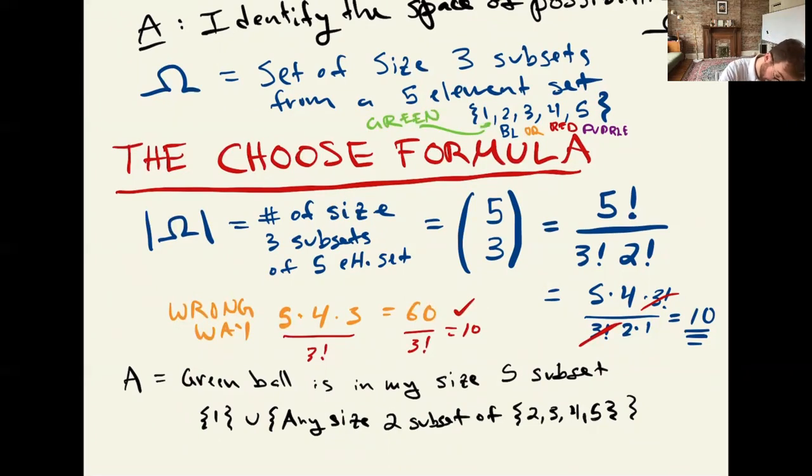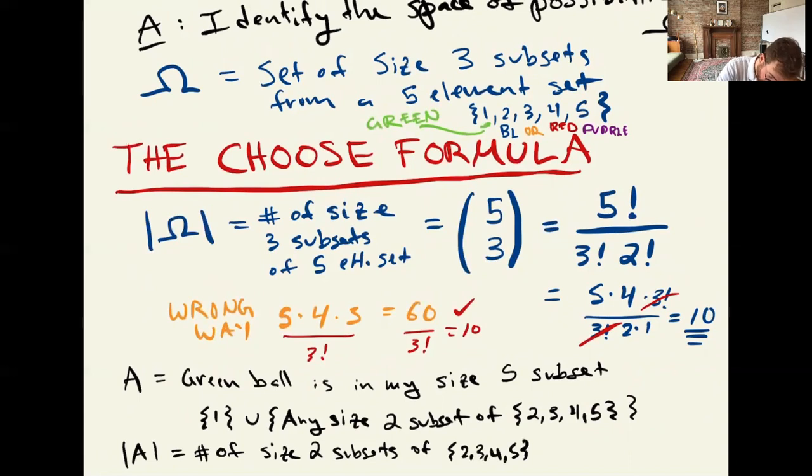So you can also just write it out. The size of A is going to be the number of size 2 subsets of my remaining colors, 2, 3, 4, and 5. So if I mimic this formula, it's 4 factorial over 2 factorial times 2 factorial, which is 4 times 3 divided by 2, which is 6. So all this is to say that to answer my problem, the probability of A, in this case, ends up equaling 6 divided by 10. So it's a 60% chance.